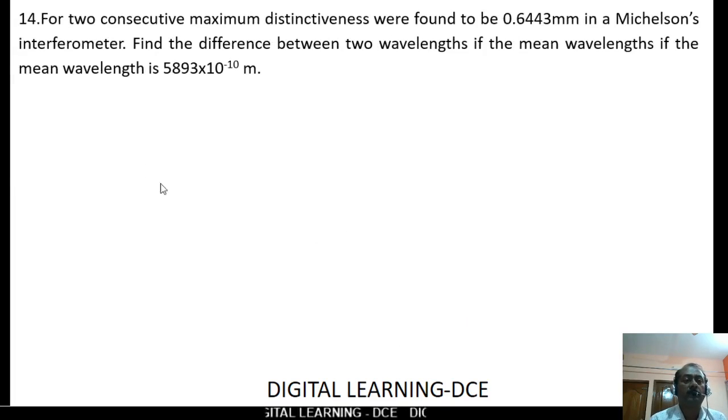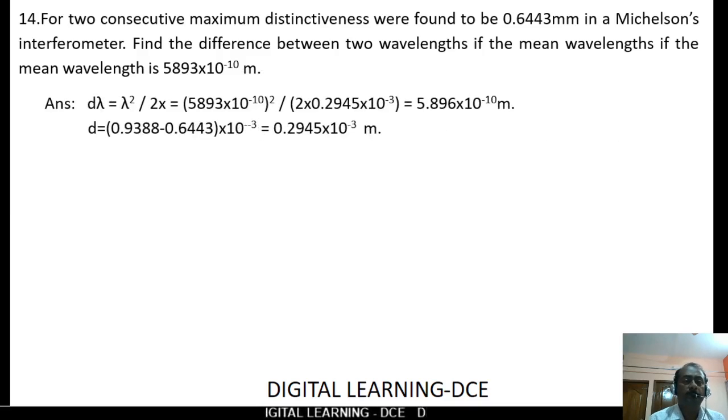14th one. For two consecutive maximum distinctness, the mirror positions were found to be 0.6443 mm in a Michelson's interferometer. Find the difference between two wavelengths. The mean wavelength is 5893 into 10 to the power of minus 10 meter. On reading this problem, you can easily identify on what basis this problem depends. Here this problem is on the second application of Michelson's interferometer, that is the difference between the two wavelengths.